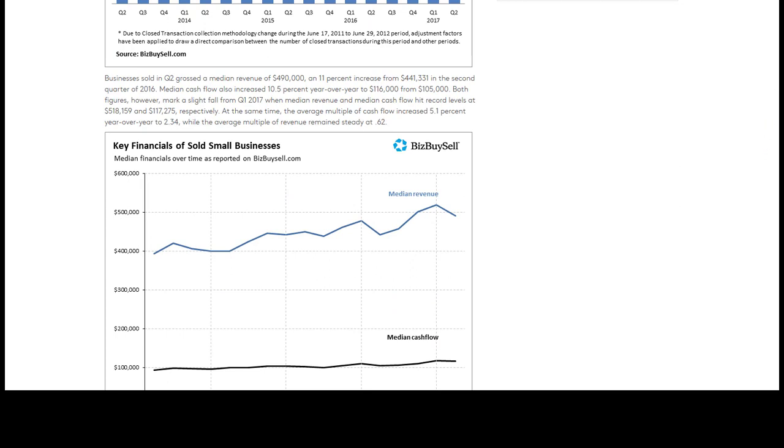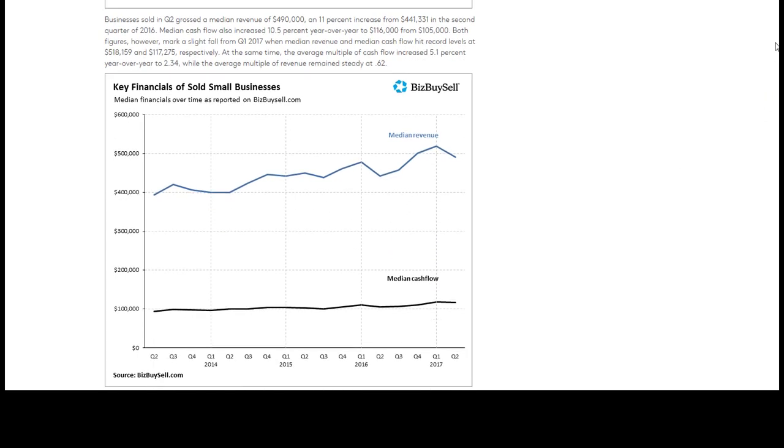So after talking about the number of businesses, they go into the key financials of the sold small businesses. Across the entire data set, what is the median revenue and the median cash flow of these businesses? The median revenue is gradually increasing over time, but we're looking roughly at businesses that are turning over about $500,000 US. So these are small businesses, which is great. The median cash flow is about $100,000 US.